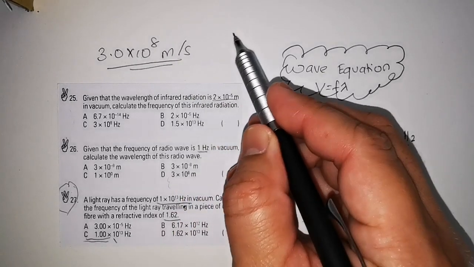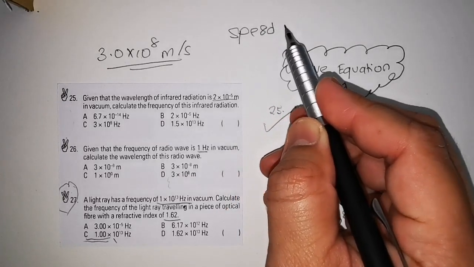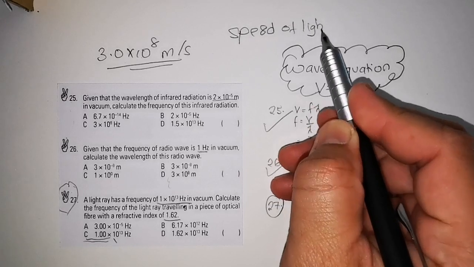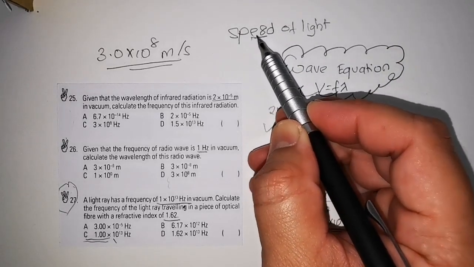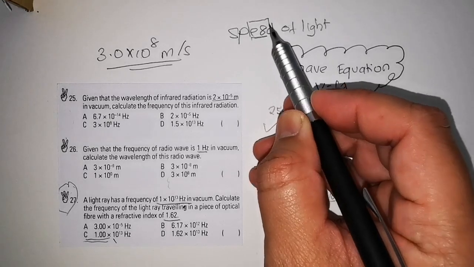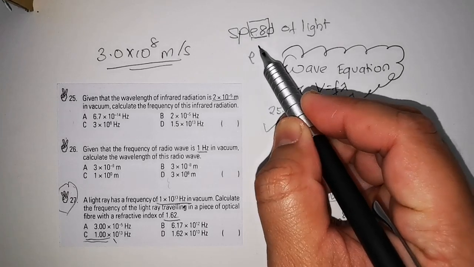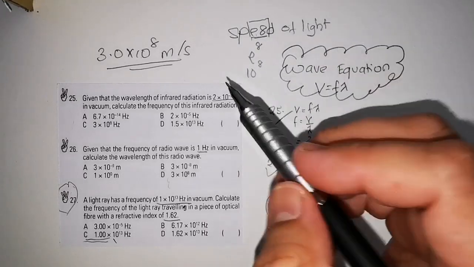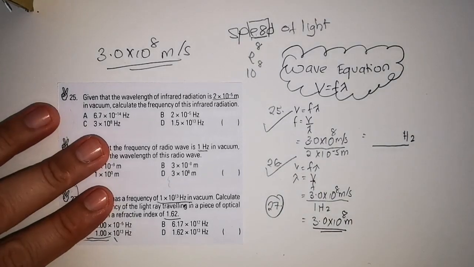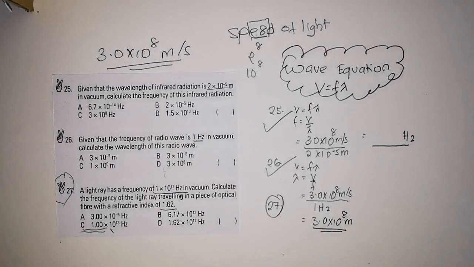Speed of light. See? This is exponential 8, 10 to the power 8. Okay, come on guys, it's simple actually. Make it fun.